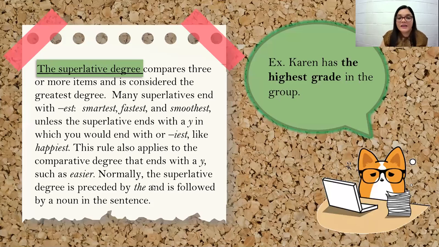The superlative degree compares three or more items and is considered the greatest degree. Many superlatives end with -est, like smartest, fastest, and smallest, unless the superlative ends with a y, in which you would end with -iest, like happiest. This rule also applies to the comparative degree that ends in a y, such as easier. Normally, the superlative degree is preceded by "the" and is followed by a noun in the sentence. You here see an example: Karen has the highest grade in the group.